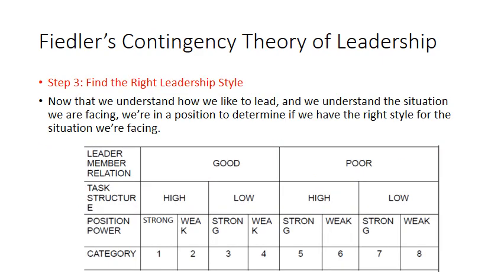The last step is to find the right leadership style. Using the LPC scale, you find out your leadership style, and using the scale for the situation, you find out your situation, and you have to match these two. That is step number 3. Now that we understand our leadership style and the situation we are facing, we are in a position to determine if we have the right style for the situation. That is leader-member relations, good or poor; task structure, high or low; position power, strong or weak. There are 8 categories, and this is how we are going to match.